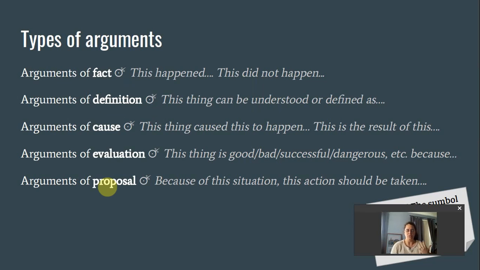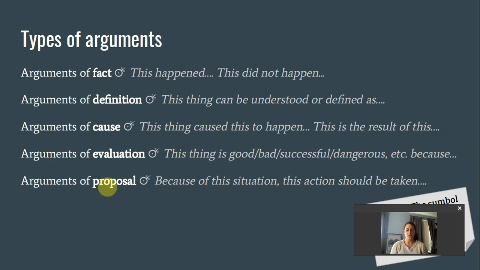Arguments of fact look at whether something happened or not and provide evidence to that end. For example, researchers are looking into whether a loss of the sense of smell and taste is a symptom of COVID-19 or not. Arguments of definition try to understand the nature of something and how it is defined. In this kind of argument, you're discussing whether something is or is not this thing, or why. For example, you may need to argue the definition of drugs when looking at the legalization of marijuana.